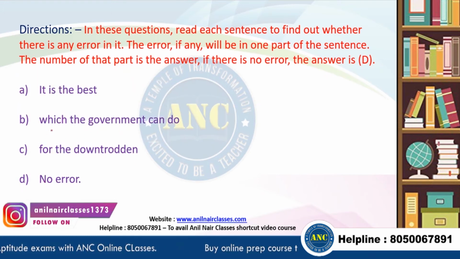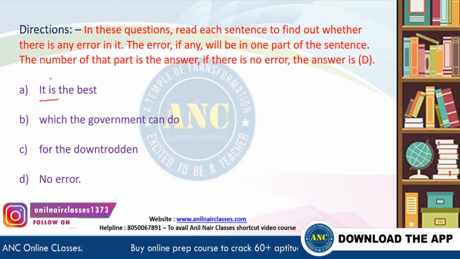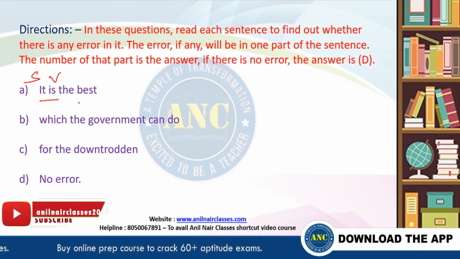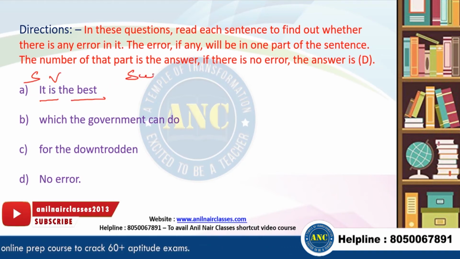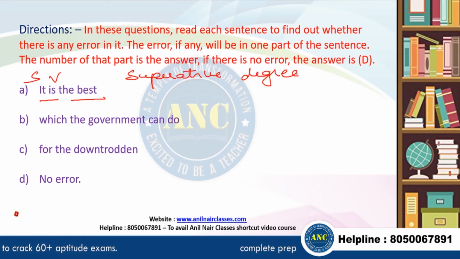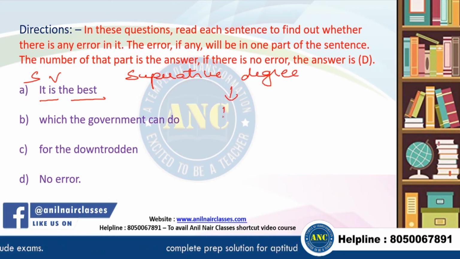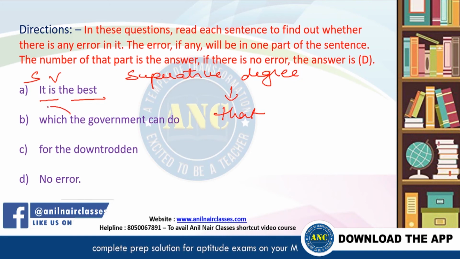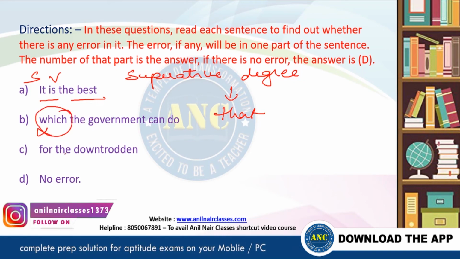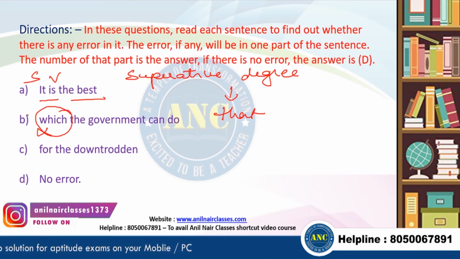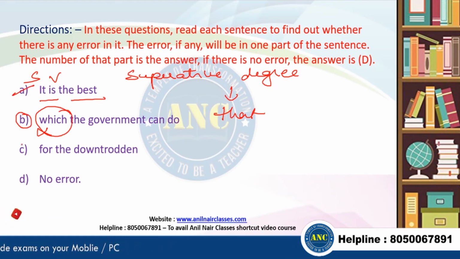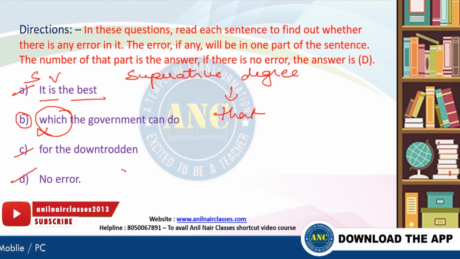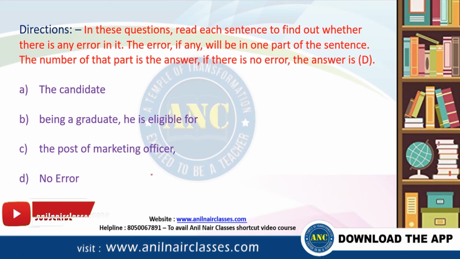Next question. It is the best. Is the verb. It is the subject. The best is the superlative degree. And we know with the superlative degree we use that. Now here what they have used is which, which is wrong over here. So we mark B as the right answer. Get rid of D. Understand the rules, you'll get your answers correct.